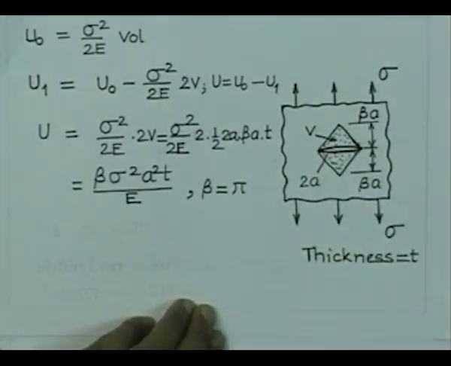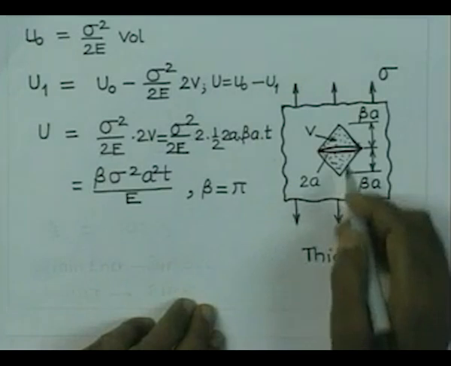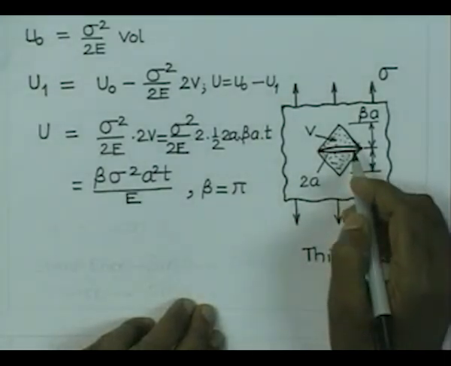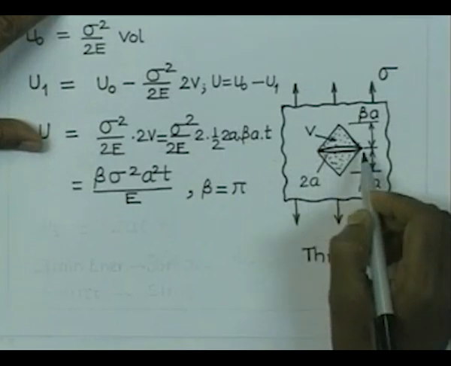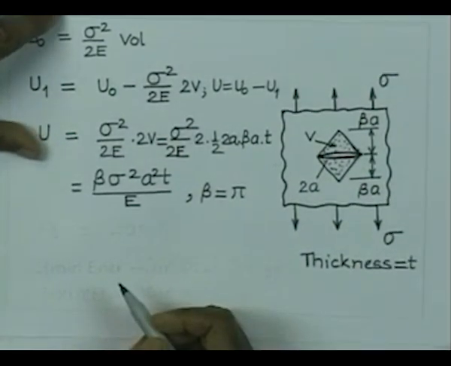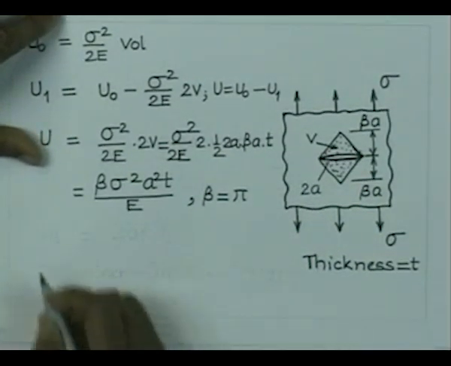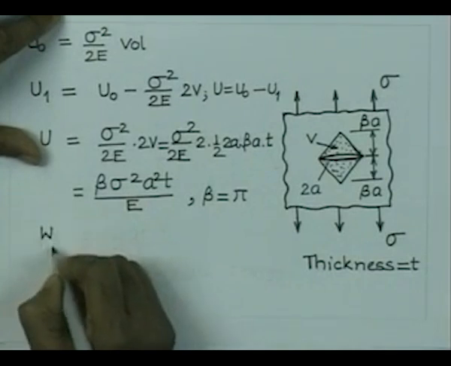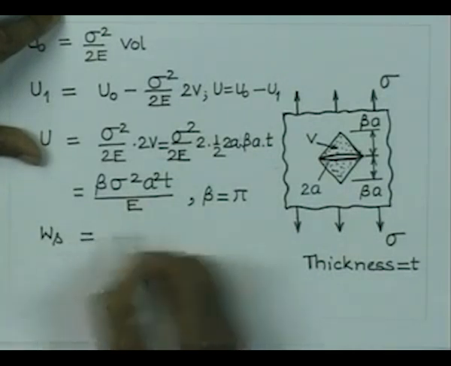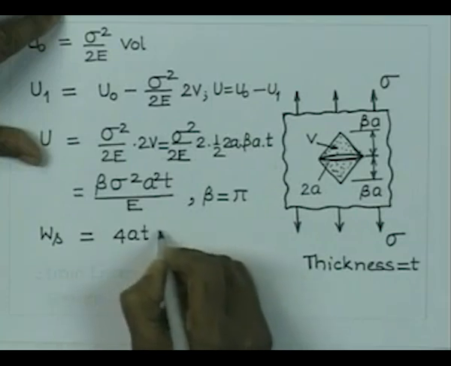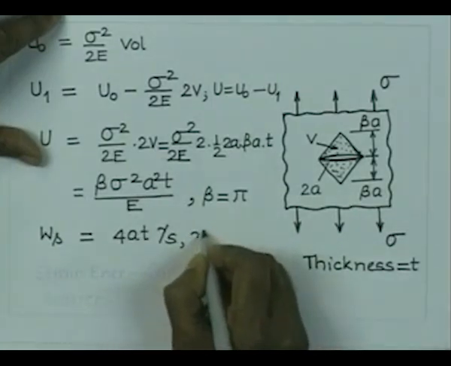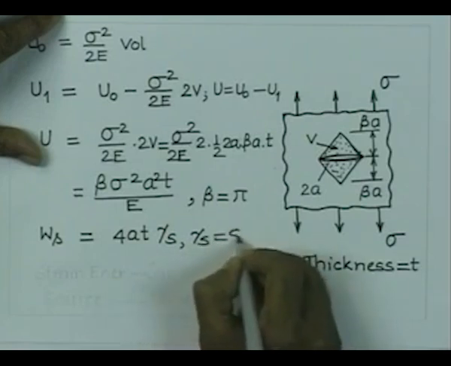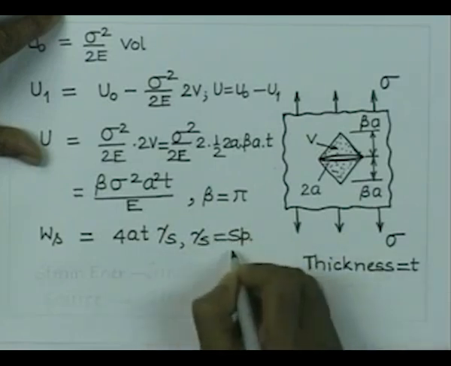So, therefore, total area is 4a, and therefore, the energy that has got converted into surface energy is given by 4a multiplied by the specific surface energy. So, we can write now that the surface energy of the cracked body is nothing but 4a multiplied by gamma s, where gamma s is the specific surface energy.